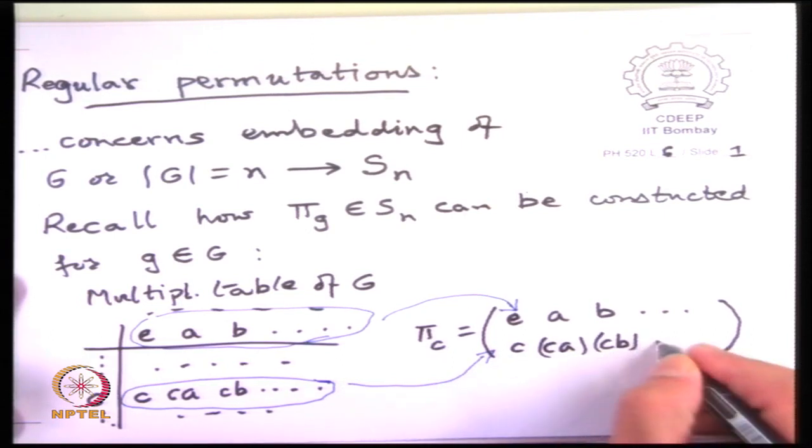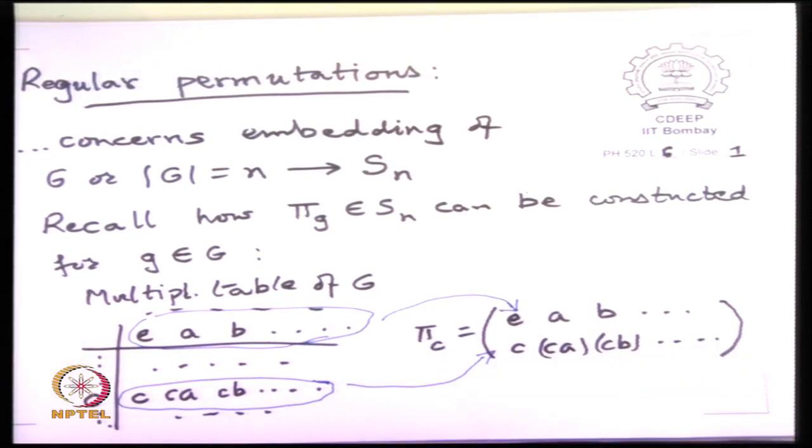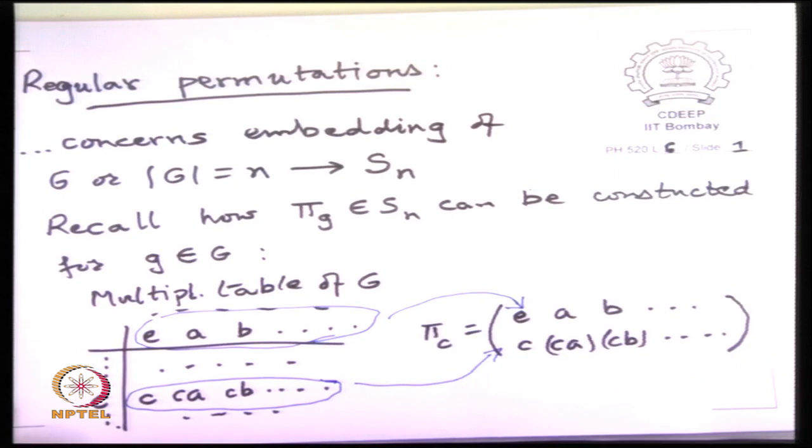Of course, we are writing a composite symbol, it will become a single symbol once you know what it is. So the point is that essentially the element is constructed by lifting the row out of the multiplication table. This endows this particular element of Sn with certain properties which are special.